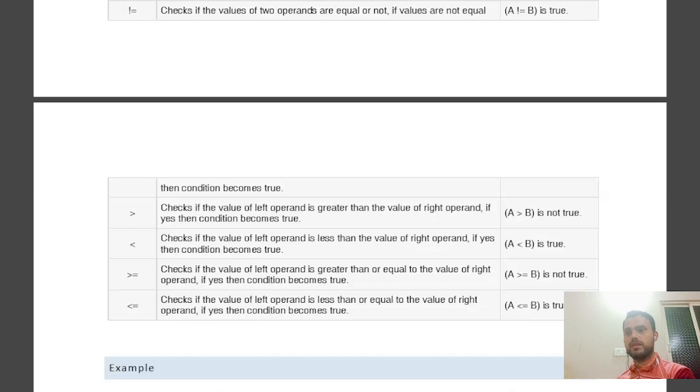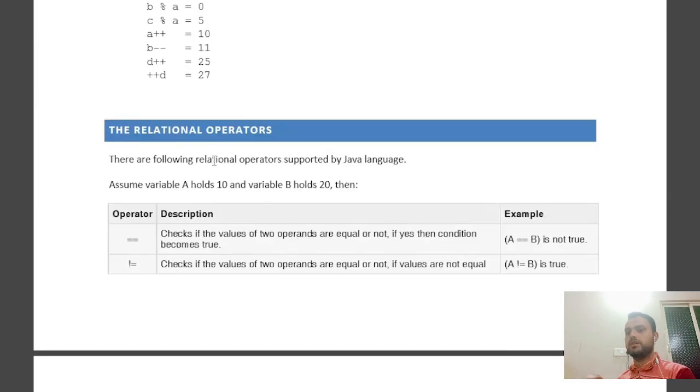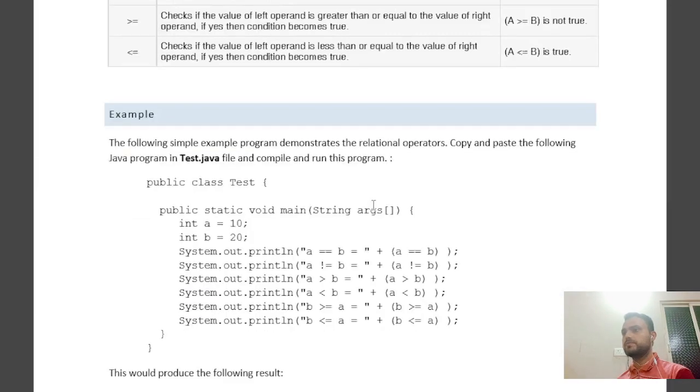So 10 is less than 20. It is true. That means you don't have to consider the equal to here. If one is true, it means true. So this is a relational operator. How can you identify? There are the following relational operators supported by the Java language. So we have done arithmetic, then relational, then bitwise.